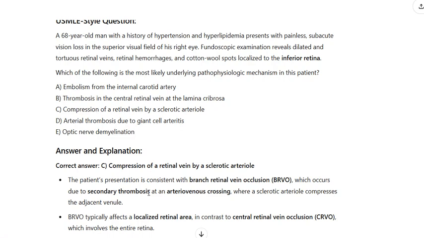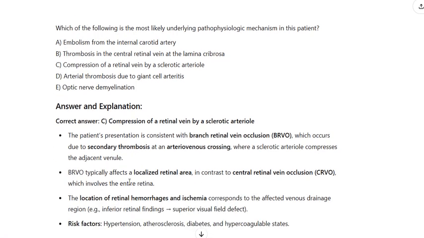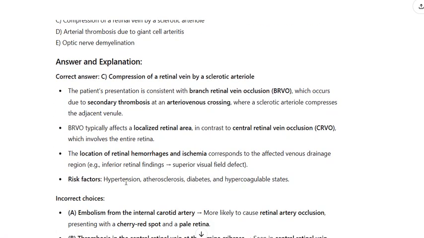BRVO typically affects a localized retinal area, in contrast to central retinal vein occlusion, CRVO, which involves the entire retina. The location of retinal hemorrhages and ischemia corresponds to the affected venous drainage region, e.g., inferior retinal findings, superior visual field defect. Risk factors: hypertension, atherosclerosis, diabetes, and hypercoagulable states.